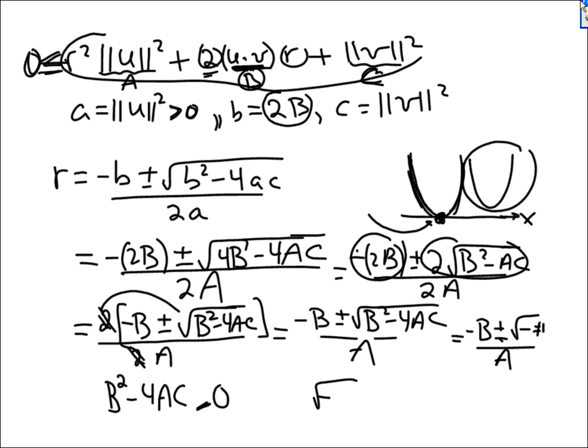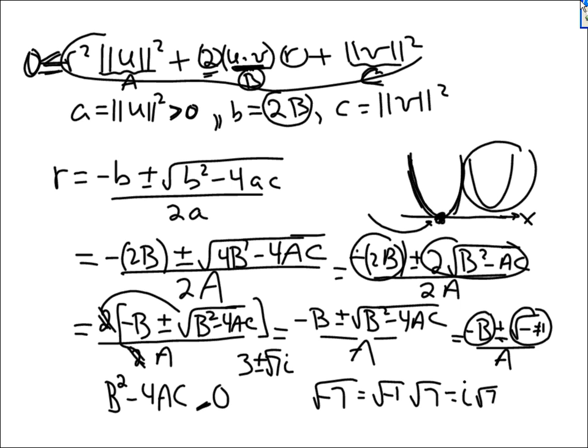The square root of negative 7 is the same as the square root of negative 1 times the square root of 7. But the square root of negative 1 is i. You will get an i, an imaginary number. And so if this is an imaginary number, and you add it to b, or you take it away from b, which is a real number, like if you have 3 and you add or subtract the square root of 7 times i, that's an imaginary number. And when you divide it by a, it's still imaginary.